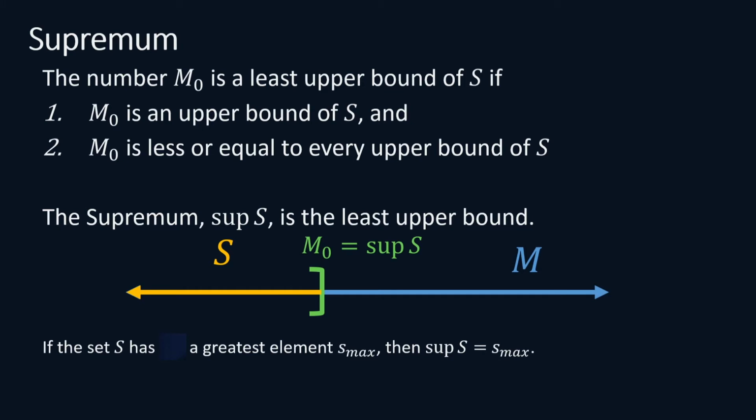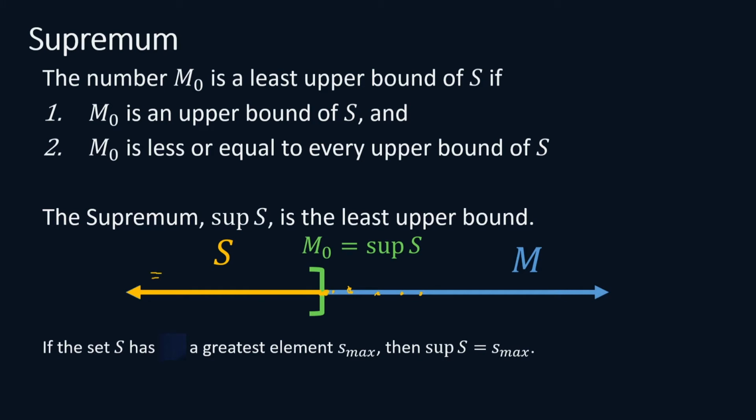As shown in the illustration, we can identify several upper bounds for the set S, and these are the points on the ray that is color blue. So one of these points may be the m sub 0, and that is the supremum.